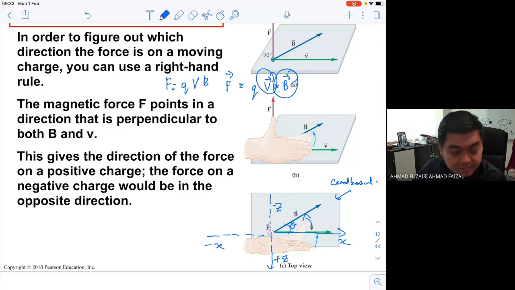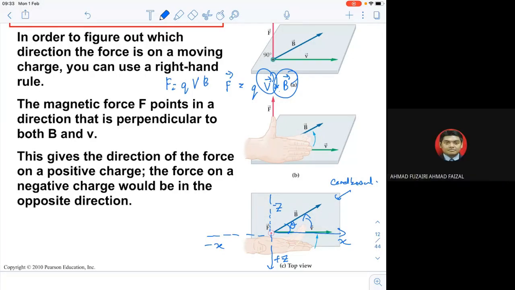Positive X, negative X, positive Z, negative Z. That's why I'm saying B is in between X and negative Z. Try to imagine X and negative Z. So the direction of F is positive Y. The direction of force is positive Y. So it's very good to understand that part, right?